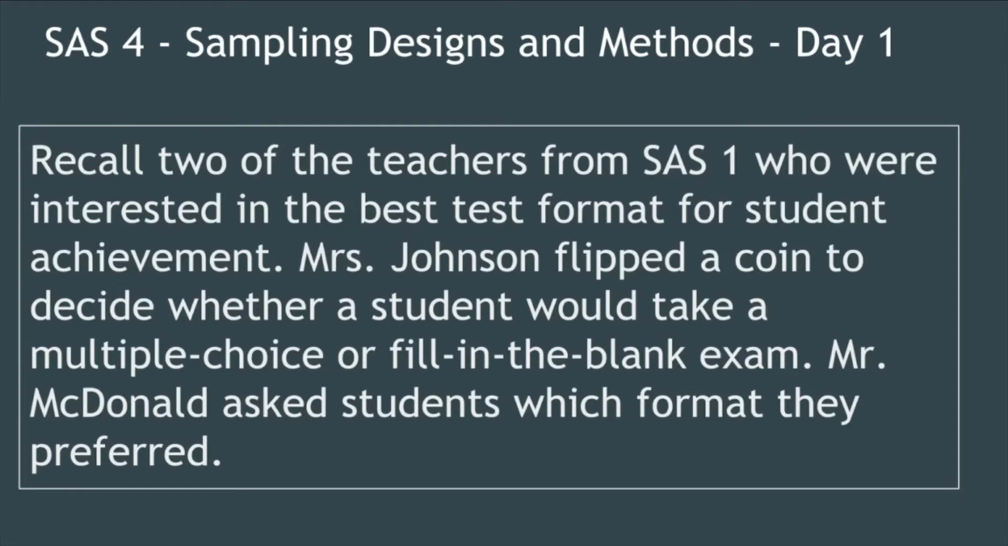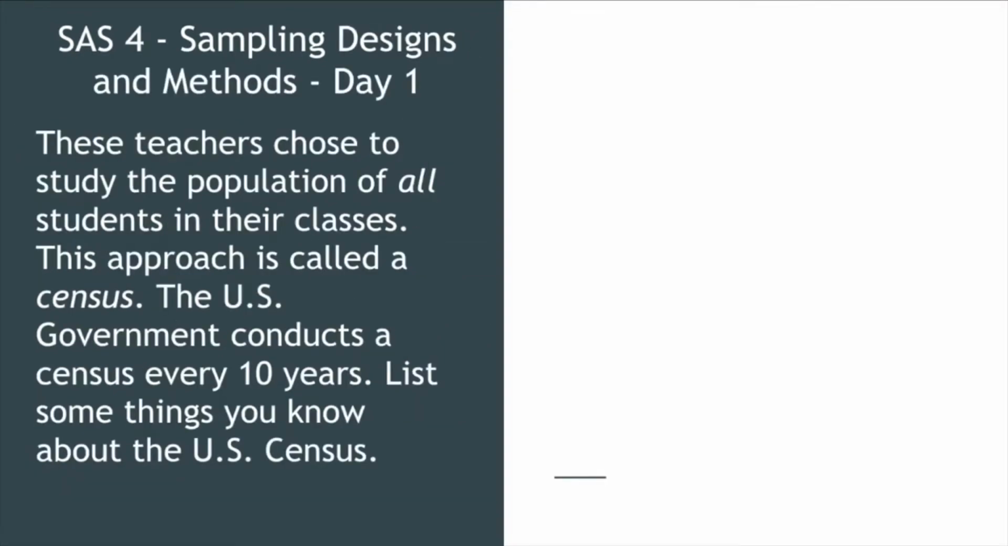All right, recall two of the teachers from Student Activity Sheet 1 who are interested in the best test format for student achievement. Mrs. Johnson flipped a coin to decide whether a student would take a multiple choice or fill in the blank exam. And Mr. McDonald asked students which format they preferred. These teachers chose to study the population of all students in their classes. This approach is called a census.